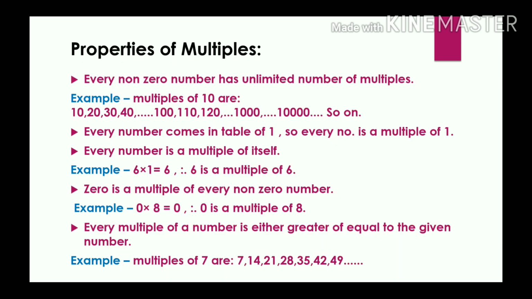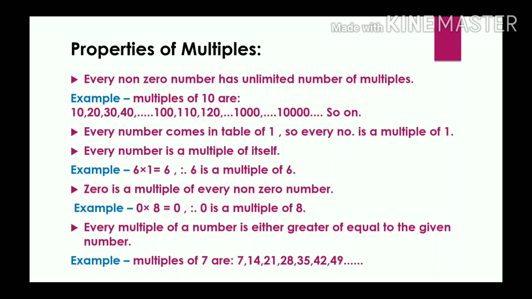Now the properties of multiples. First, every non-zero number has an unlimited number of multiples. For example, multiples of 10 are 10, 20, 30, 40, 100, 110, 120, 1000, 10,000, and so on. Second, every number comes in the table of 1. So every number is a multiple of 1.